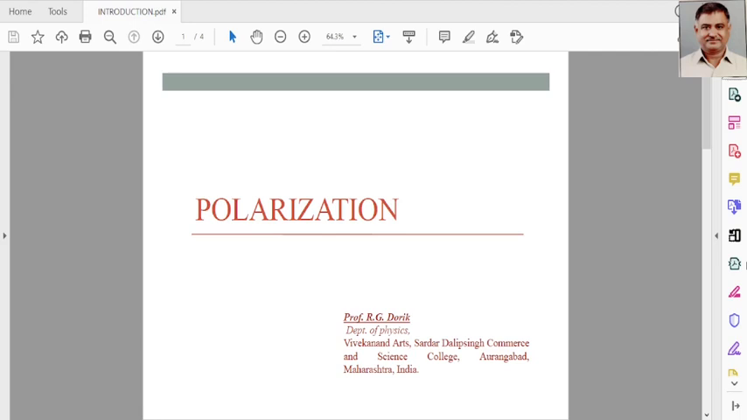in which cardinal points of a lens system, then eyepieces, that are Huygens eyepiece and Ramsden's eyepiece. Then we have already discussed the interference in the second chapter, how the interference phenomenon takes place, and the interference pattern we can observe by the Newton's rings experiment.